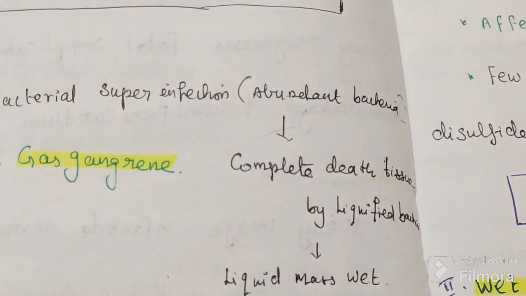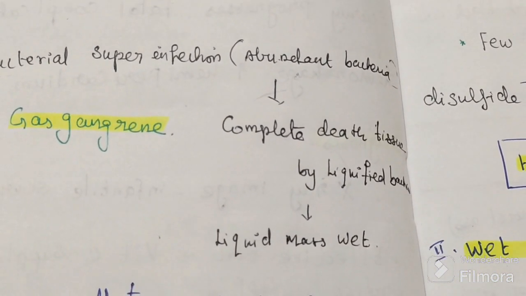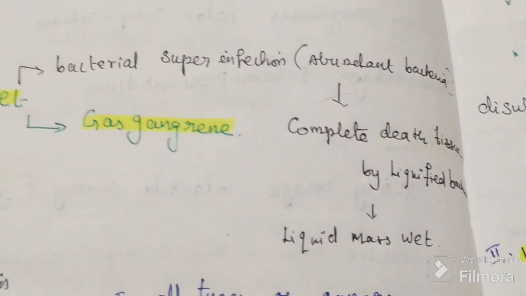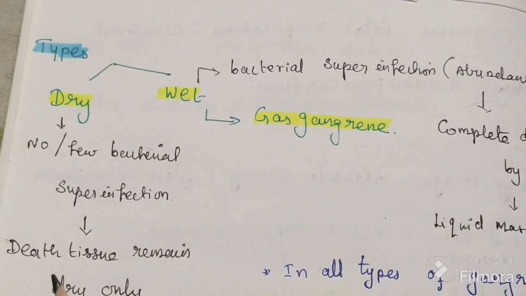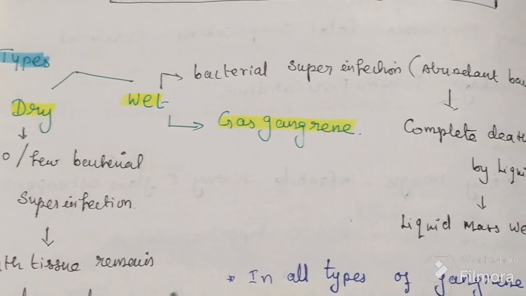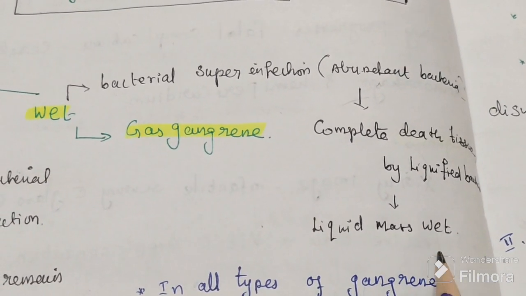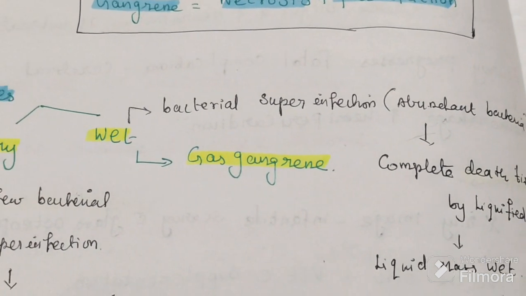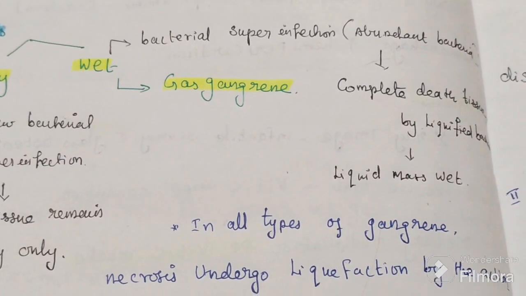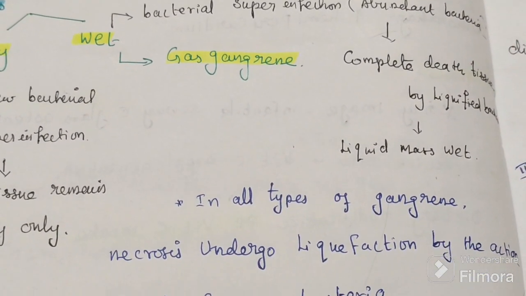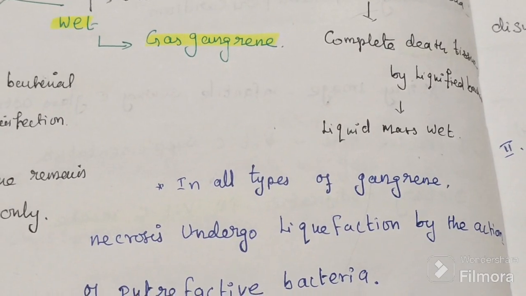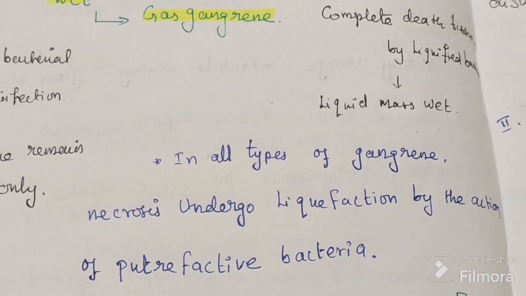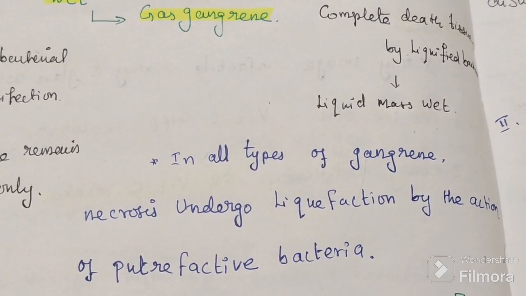So here what will happen? A liquid mass, wet. This is the biggest difference between dry and wet gangrene. In dry gangrene there are no or few bacteria, so the dead tissue remains dry, but here there is liquefaction, a wet liquid mass. For that reason it has the name wet gangrene. In all types of gangrene, necrosis undergoes liquefaction by the action of putrefactive bacteria.